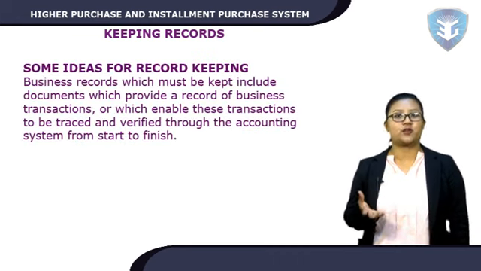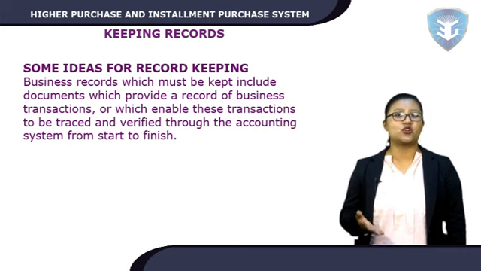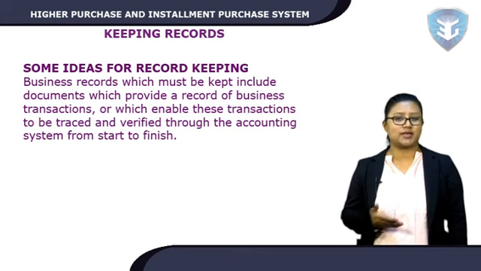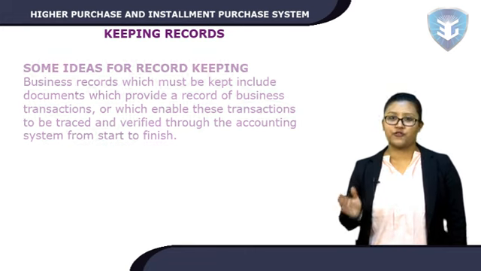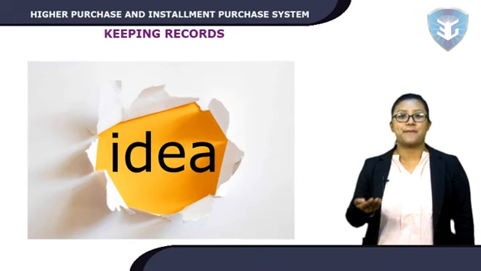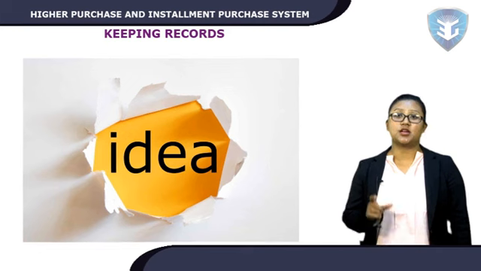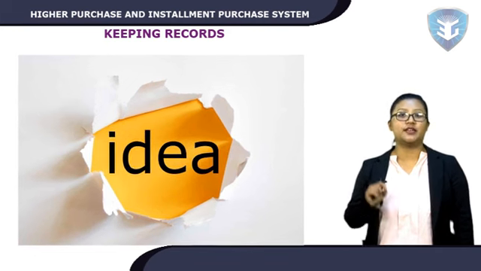Some ideas for record keeping. Business records which must be kept include documents which provide a record of business transactions or which enable these transactions to be traced and verified through the accounting system from start to finish. These include invoices, receipts, cash register tapes, banking records, checkbooks. The essence of good record keeping is good bookkeeping. Efficient bookkeeping will save time and money in the long run.